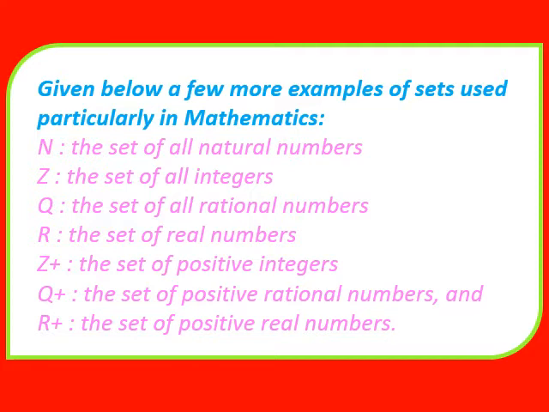Z plus means the set of positive integers, and likewise Z minus means the set of negative integers. Q plus means the set of positive rational numbers, and R plus means the set of positive real numbers. If I have W, it means the set of whole numbers. You need to know these denotations because somewhere in the entire textbook we might be using these symbols. So please note down the points.